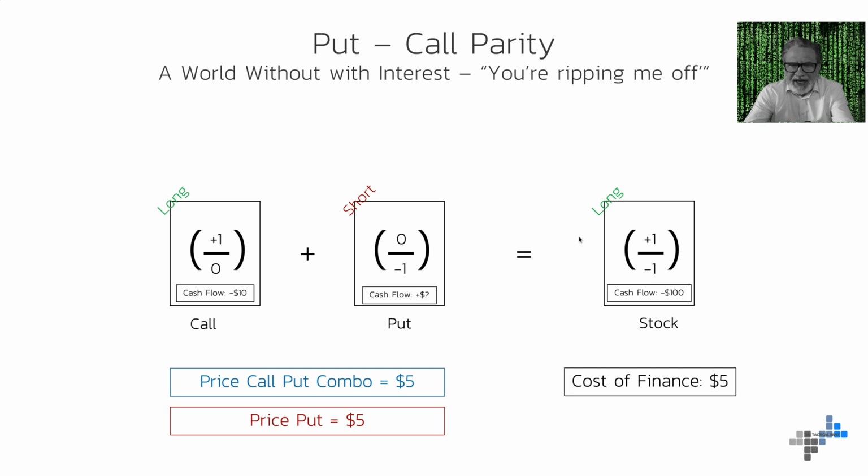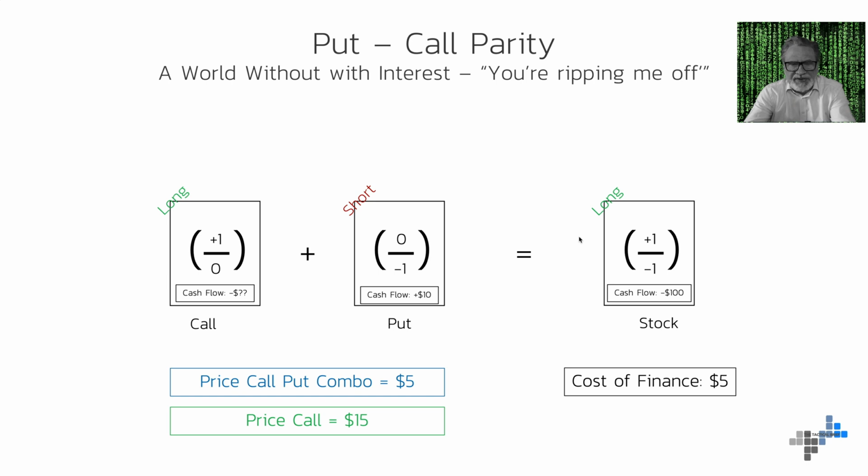I pay 10 for the call, so I have to get an insurance premium of at least 5 to have exactly the same price call put combo, the $5, the cost of finance for this share would indicate. Otherwise, you can open up an arbitrage again, and that's what market makers take advantage of, or provide you with a fair market.